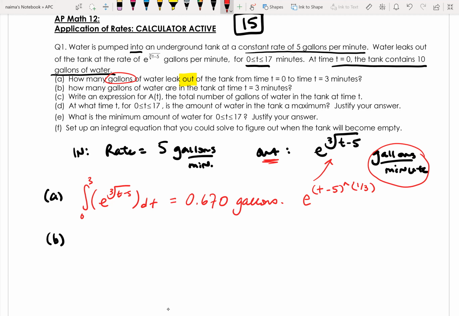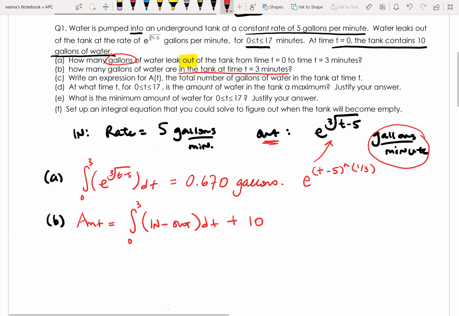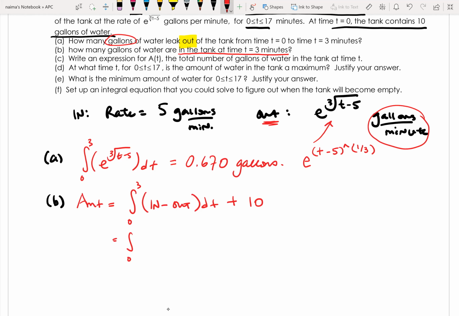How many gallons of water are in the tank at time equals 3 minutes? So to be able to be in the tank, we need to figure out the amount of water that you're actually dealing with. So the amount of water that you're dealing with at 3 minutes would be the integral from 0 to 3 of the in part minus the out part dt, and then plus your 10 gallons of water that you started off with. So we're going to go the integral from 0 to 3 of 5 minus e to the power of cube root of t minus 5, and then dt, and then plus 10.